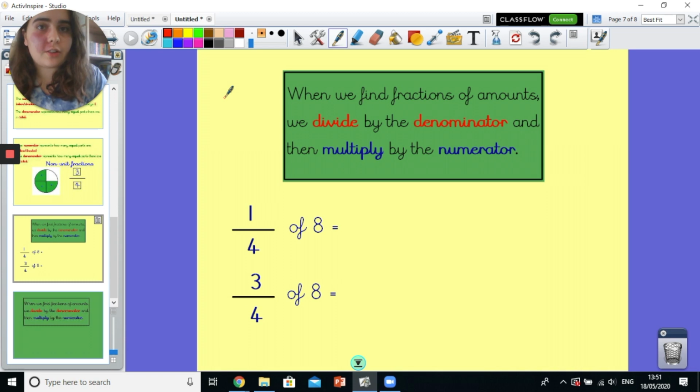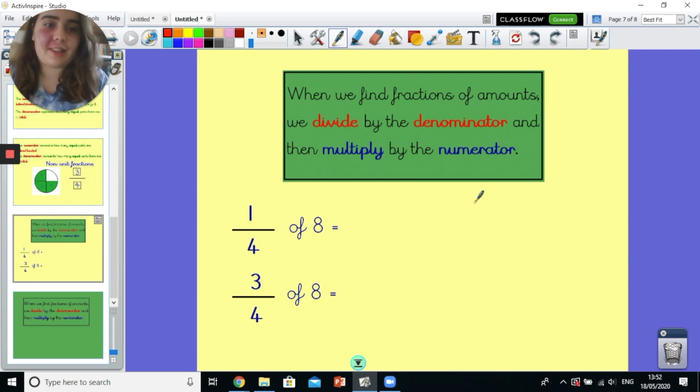So that question with Gino's pizza was an example of finding a fraction of an amount. So our amount was 8 because Gino had 8 slices of pizza, and we were finding a fraction of it. In this case, we were finding 1/4 and 3/4. So we have a rule for when we find fractions of amounts that I've written in a STEM sentence here. When we find fractions of amounts, we divide by the denominator and then multiply by the numerator. Pause the video and say that again to yourself so that you remember it.